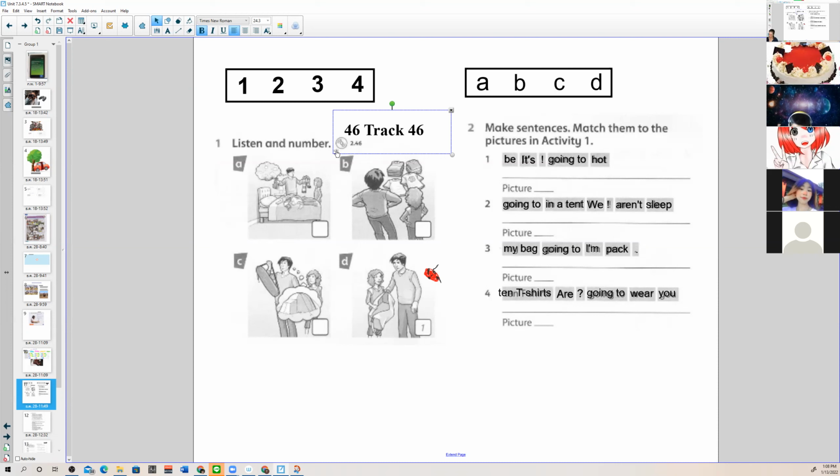Okay, one more time. Listening 2.46. Listen and number. Number 1. What are you doing, Meg? I'm going to pack my bag. For the holiday? Yes. Shall I help you? Yes, please.